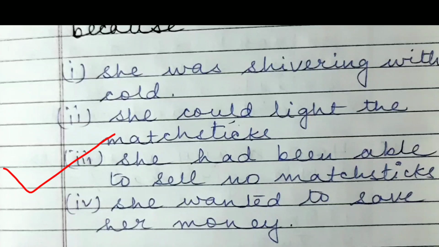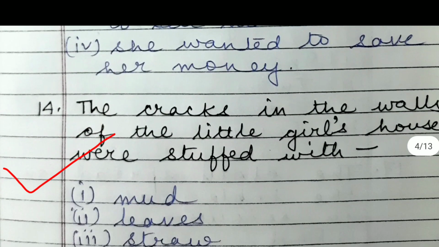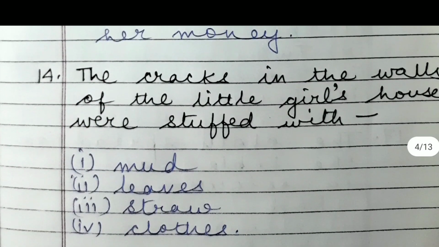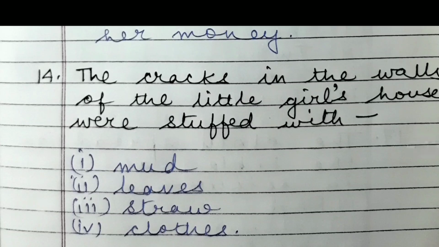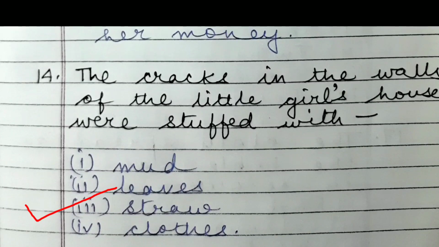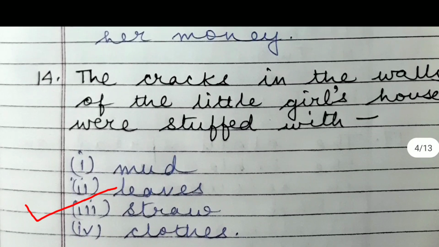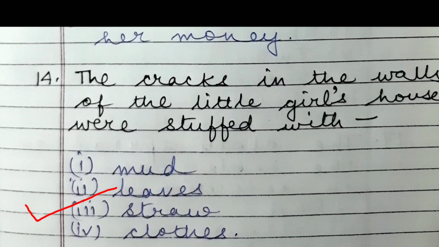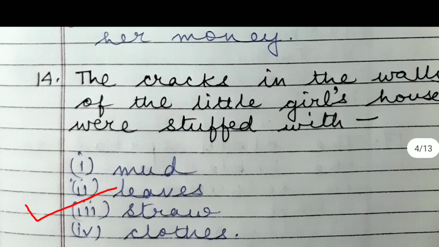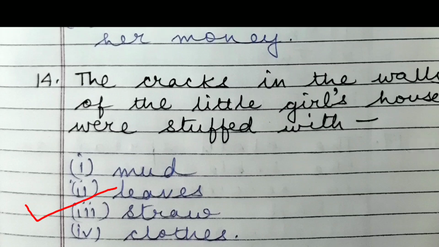Because she could not sell any matchsticks, she did not go home, as she feared that her father would be beating her up. Next, question number 14. The cracks in the walls of the little girl's house were stuffed with. So the little girl lived in a house whose walls were cracked, and they were stuffed with what? Your options are mud, leaves, straw, or clothes. And the right answer is option 3, straw. The walls of her house were stuffed with straw.